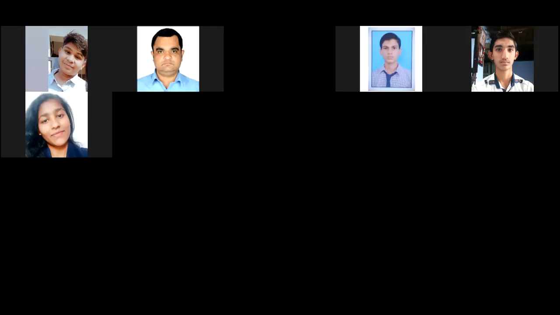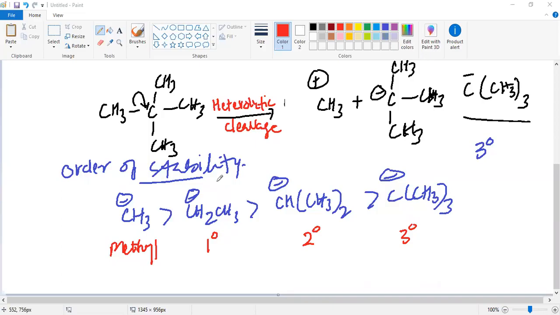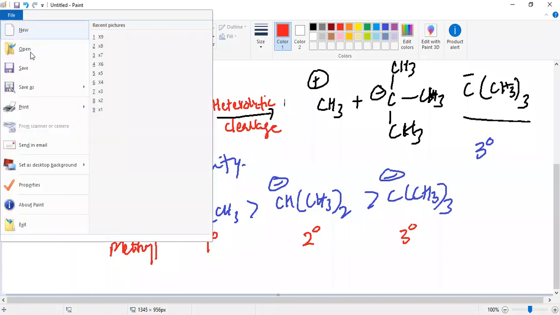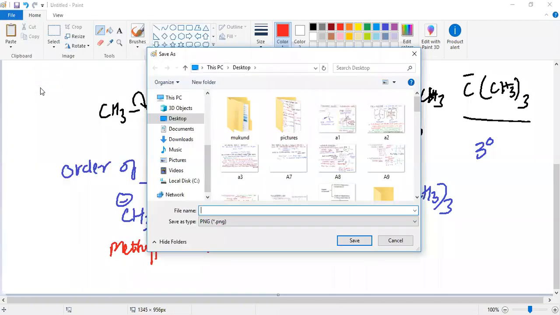So this is how, my dear students, we get the orders. Stability order for the carbanion: methyl is the most stable, then primary carbanion, then secondary carbanion, and then tertiary carbanion. Now we want to study about the homolytic cleavage. Let us try to study about the homolytic cleavage and what are the products. So let's move forward and study about the homolytic cleavage.